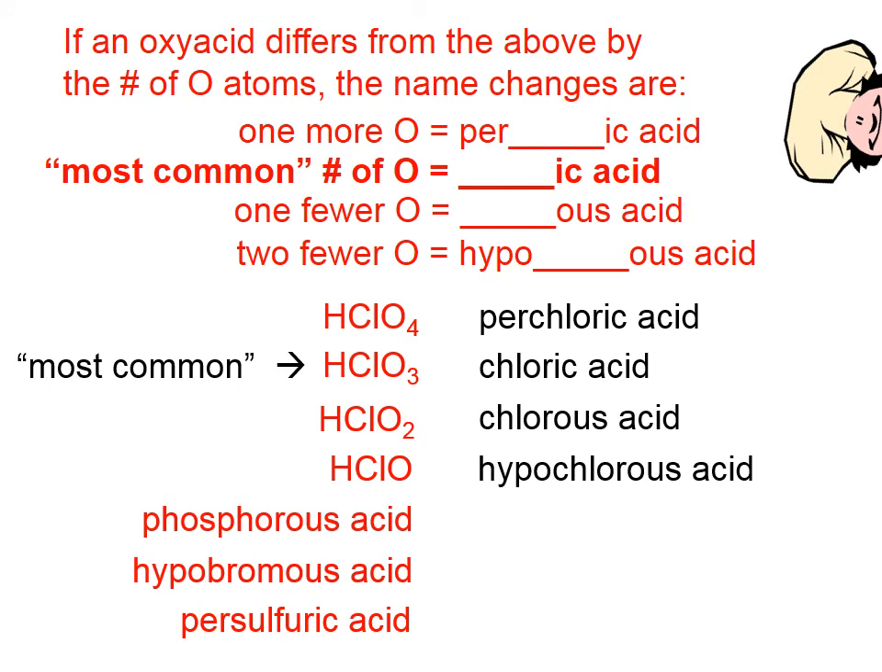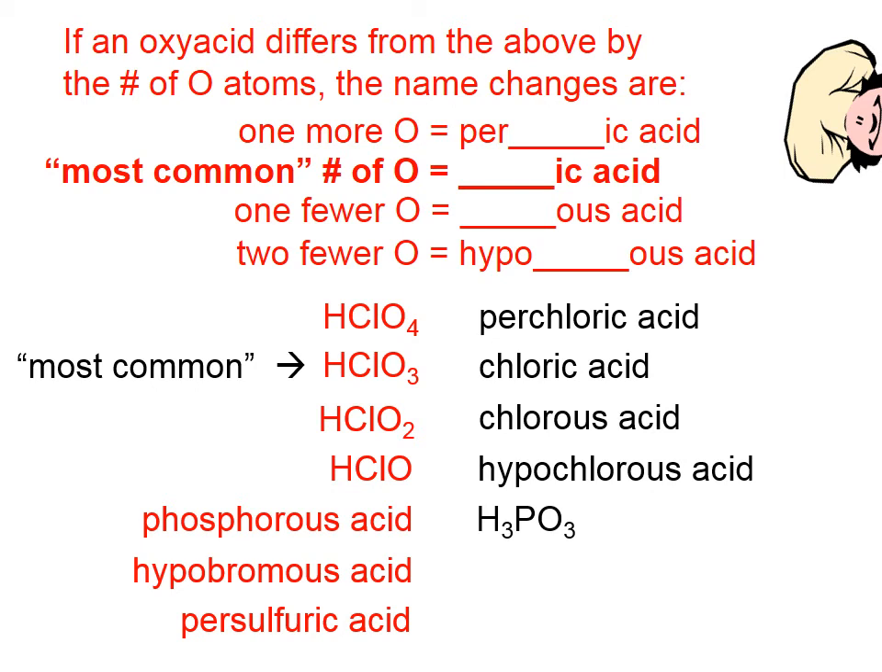Phosphorus acid. Okay, what would the most common one be? Well, that would be phosphoric acid, which would be H3PO4. But it's not phosphoric, it's phosphorus. So instead of H3PO4, it's going to be H3PO3. It's always easiest to start at the root.